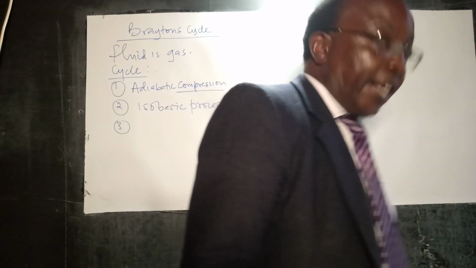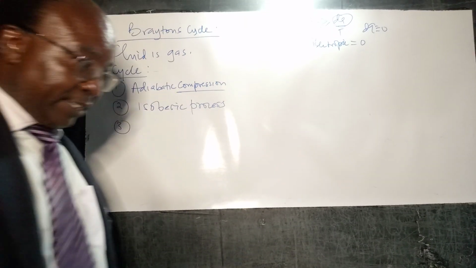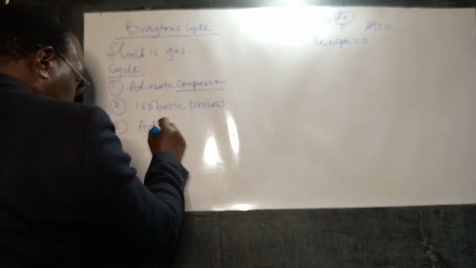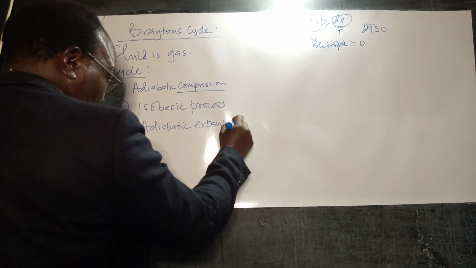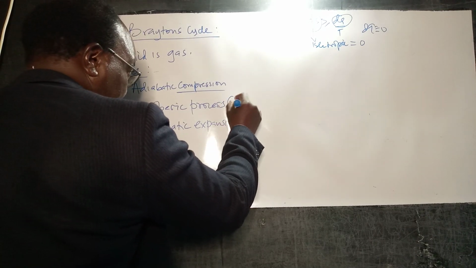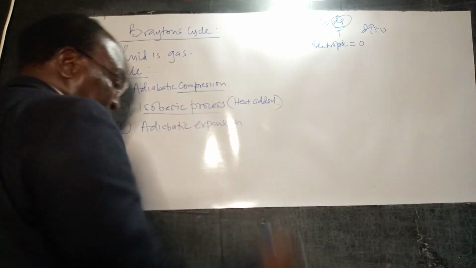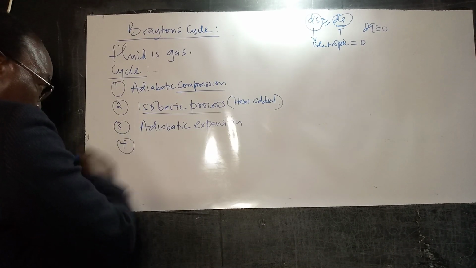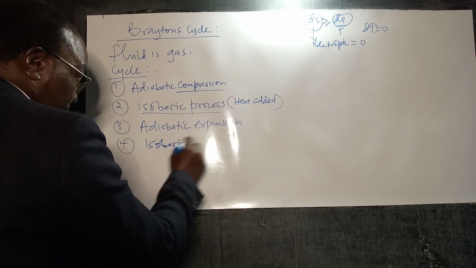Then we have the expansion process, when those vapors are in the turbine, expand, doing work. That's the piston cylinder work, reciprocating work. So we have again adiabatic expansion. And heat is added in step 2, where we have an isobaric process. Heat is added into that system. And then we have the 4th one, which is again an isobaric process.